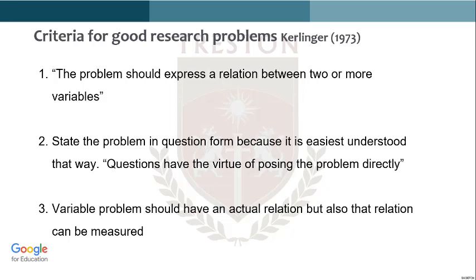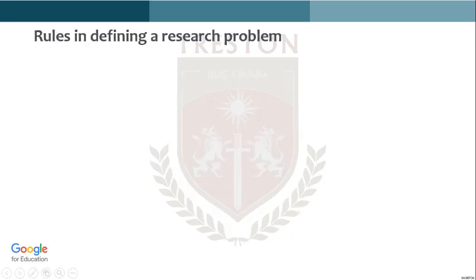Third, the problem should have an actual relation, but the relation should also be measurable. That is what you will provide, a measurement or an analysis of the relationship between variable A and variable B, or an independent and a dependent variable. If this happens, what will happen? If this increases, will this decrease? If I do this, will it have an effect on this? If this effect is measured, what is provided? So that is what is meant by number 3.